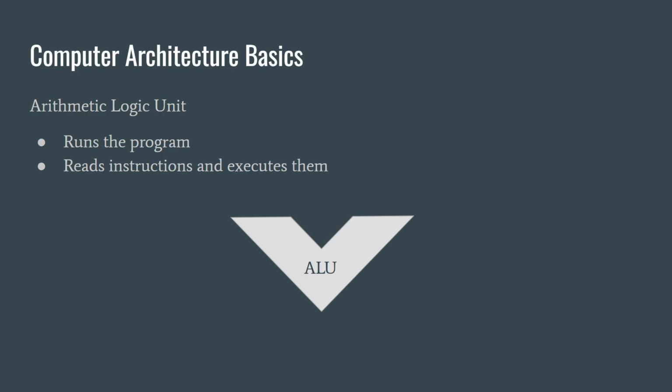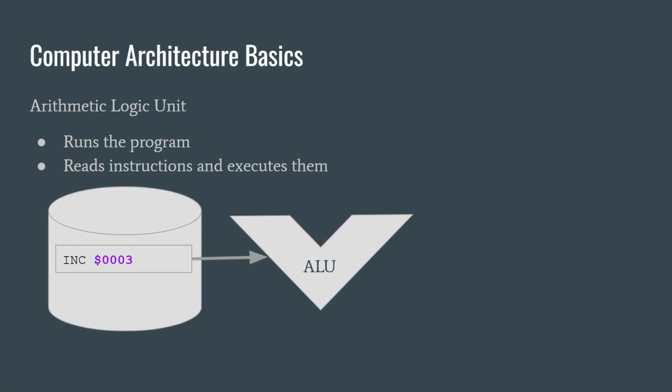The last component of the architecture that we're going to talk about, at least in this set of slides, we'll talk about some of the more details in future slides, is the ALU, the Arithmetic Logic Unit. This is kind of the core of the CPU, the core of the processor. It's what runs the program itself. It reads the instructions and executes them. It does what it says to do. So this is what contains all the logic that makes things work.